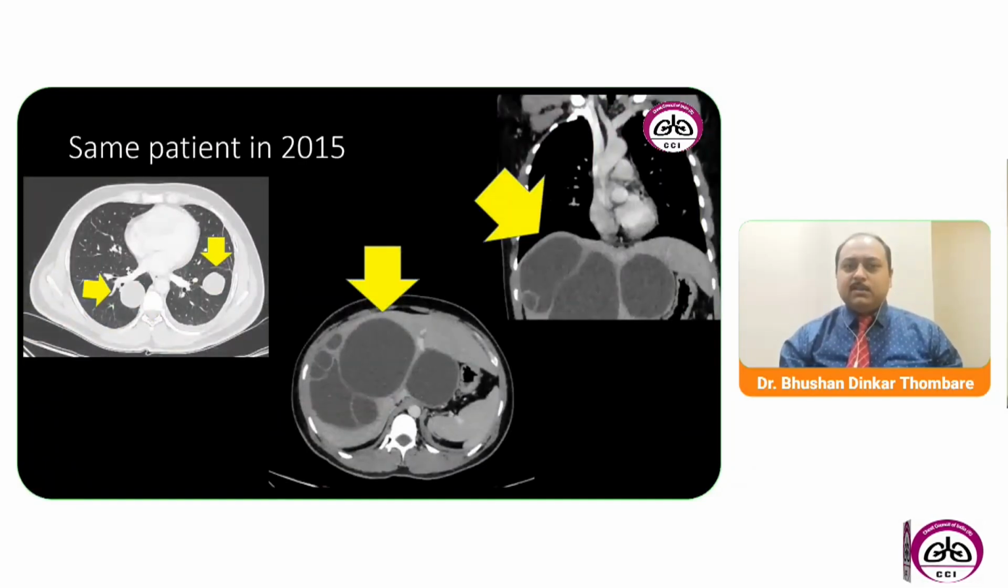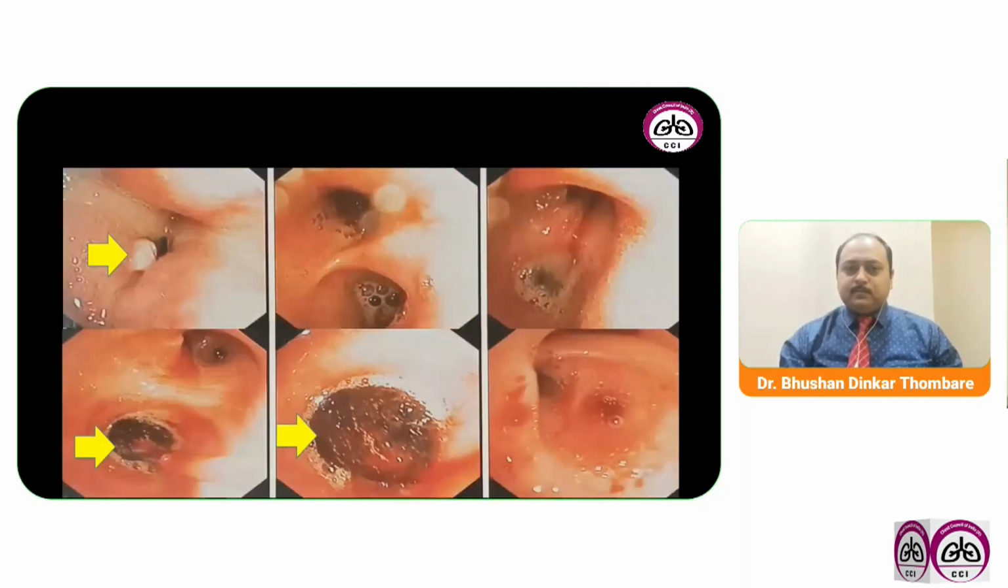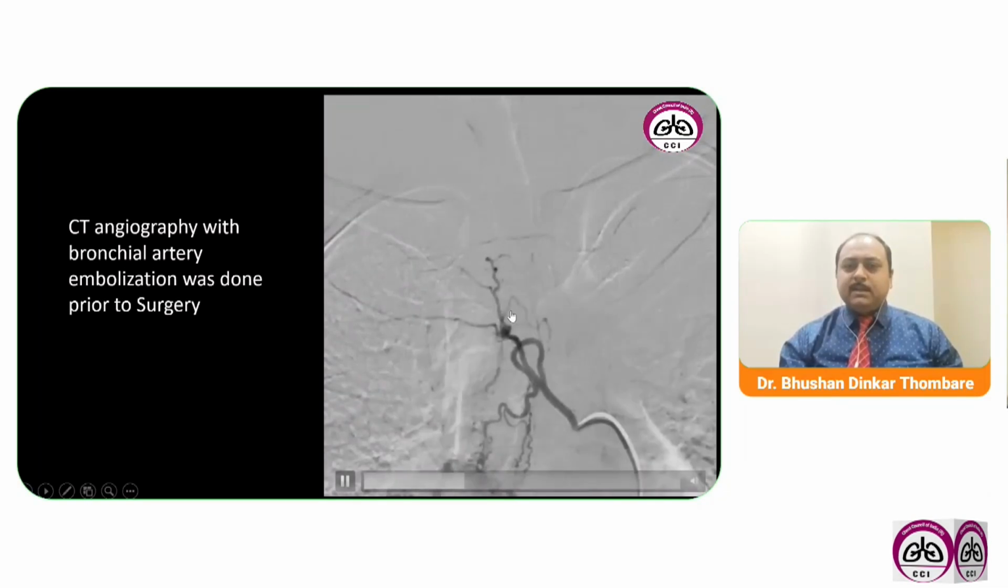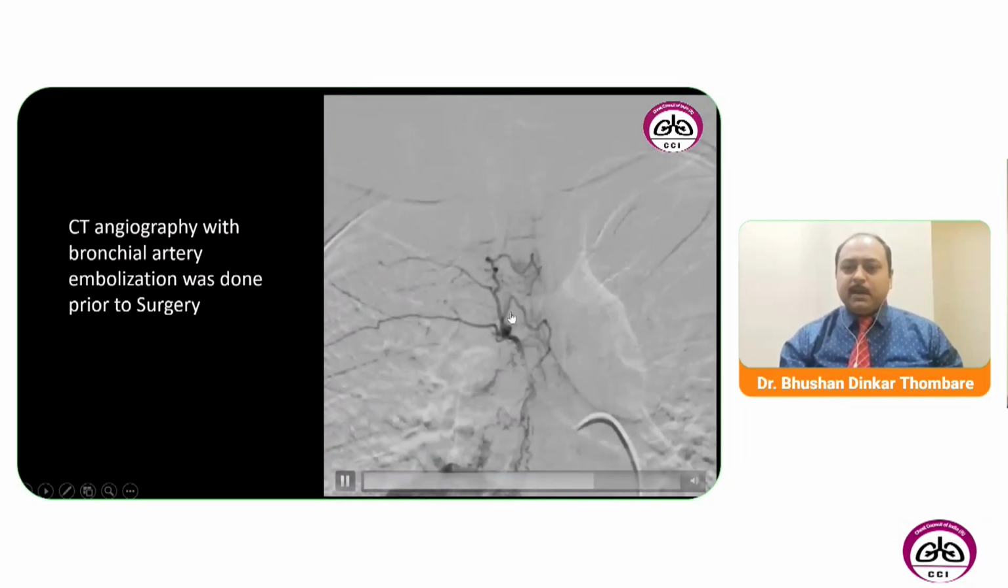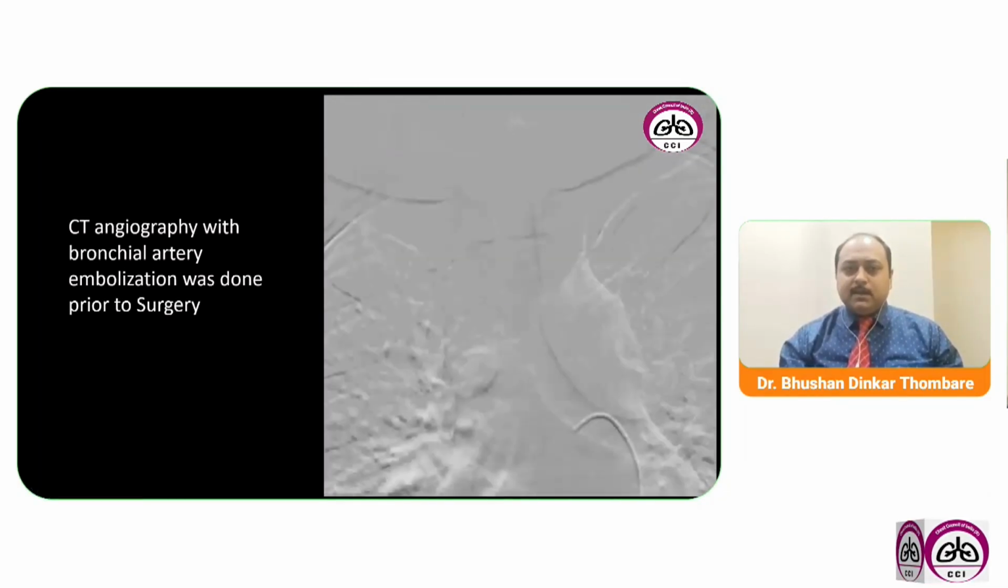The same patient had come in 2015, where you can see bilateral lung cysts. The left lung cyst disappeared after albendazole therapy, and the liver cyst became multi-septated. This is a bronchoscopy picture showing the right lower lobe bronchus with blood clot. We did a CT angiography and bronchial artery embolization prior to contemplating surgery.